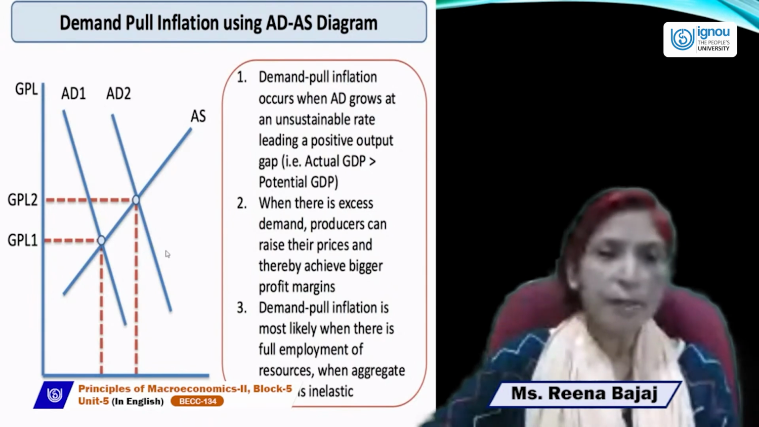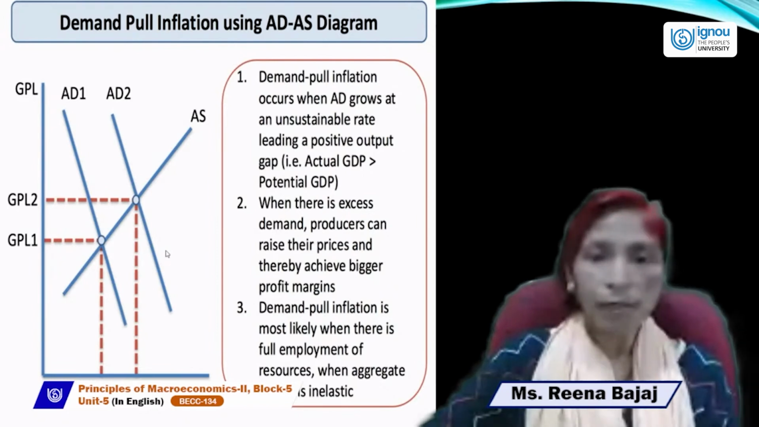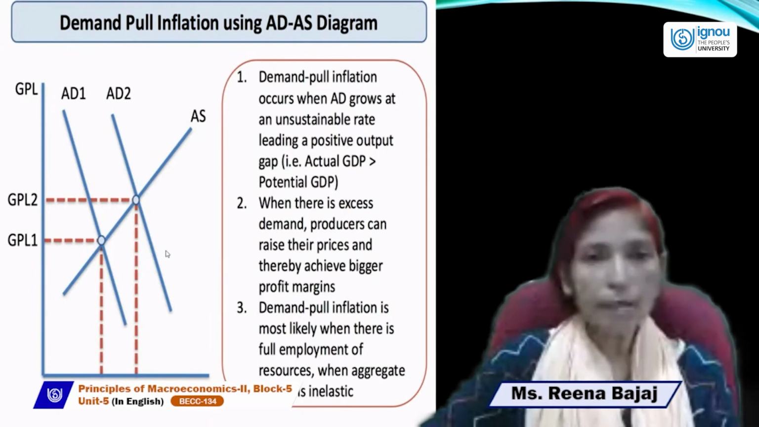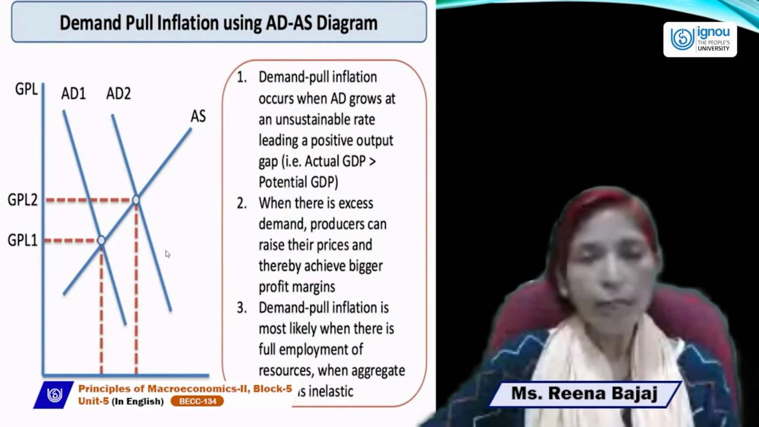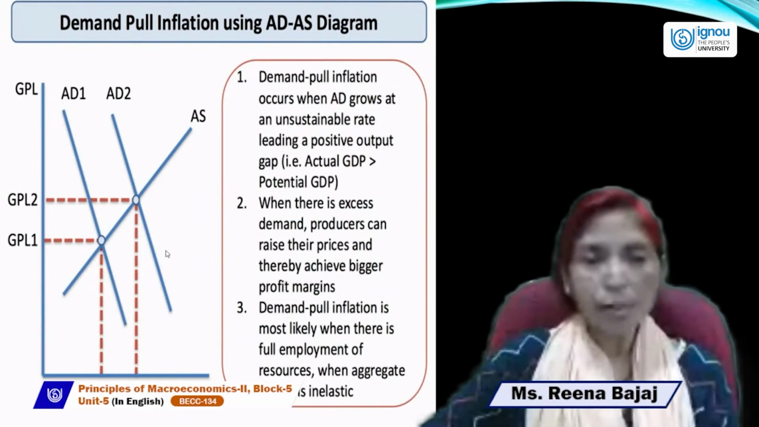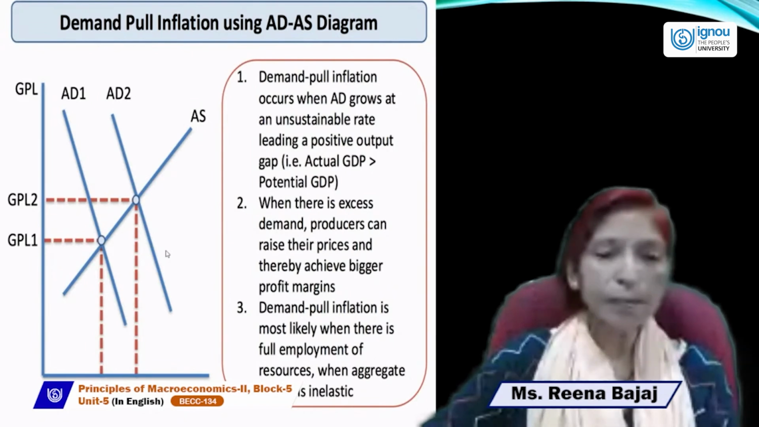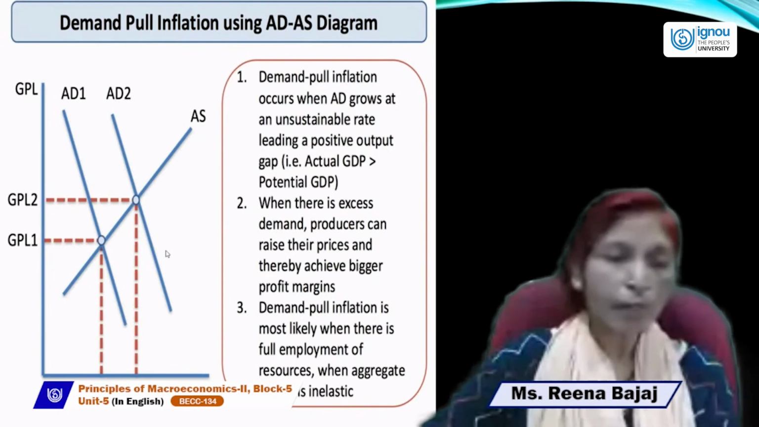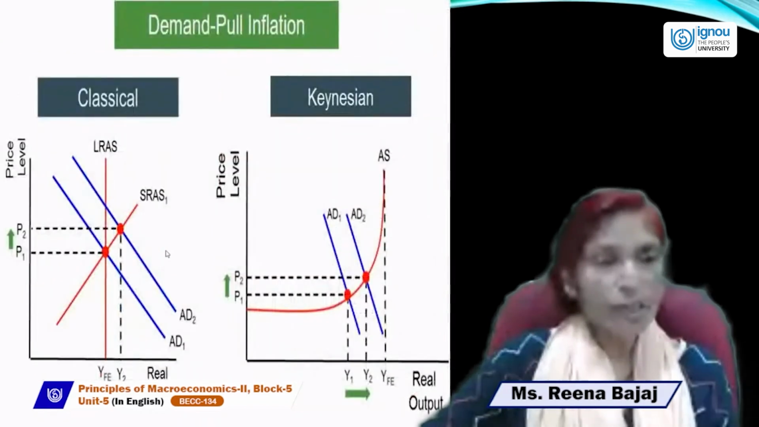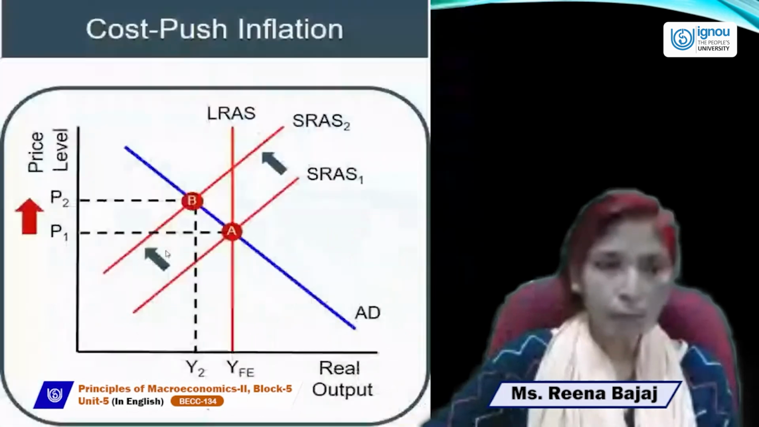In that session, I have discussed with you that the AD slope is always downward and the aggregate supply slope is always upward, where both curves intersect each other, equilibrium or macroeconomic equilibrium can be achieved. So we are using this AD-AS model to describe these two types of inflation, demand pull inflation and cost push inflation. This is the case of demand pull inflation.